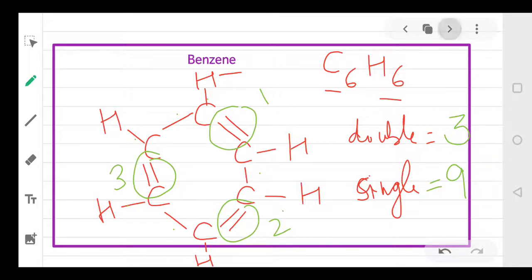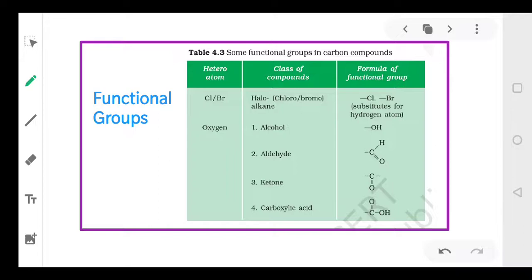Okay. Now coming to another topic which is called functional groups. देखिए, functional groups पर आते हैं. First of all, let's understand functional groups क्या हैं. देखिए, alcohols, your chloro, bromo, they are your functional groups. Chloro, bromo, these atoms are your functional groups. Alcohols, that is OH is their functional group.